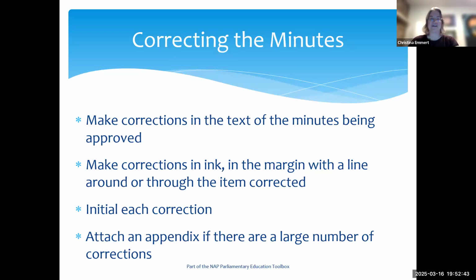So yeah, with correcting minutes, a lot of this is in Robert's, but it's more like if you were writing minutes, making corrections in ink. Of course, now we have computers, so we make them on the computer. But if you had it on paper, making corrections in ink in the margin with a line around or through the item corrected, which of course, if you're doing it electronically, you can put a red line through whatever you're taking out and underline what's being inserted instead.